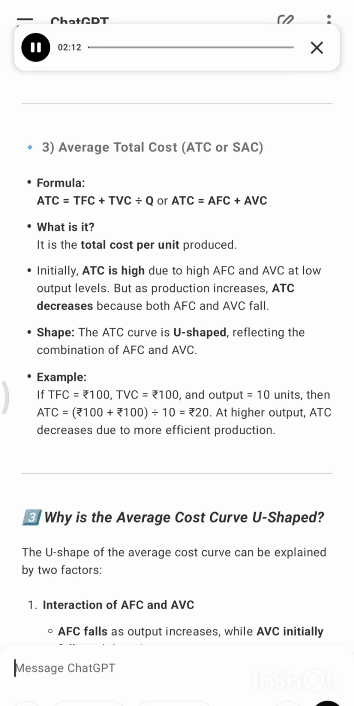Example: if TFC equals 100, TVC equals 100, and output equals 10 units, then ATC equals 200 divided by 10, which equals 20. At higher output, ATC decreases due to more efficient production.